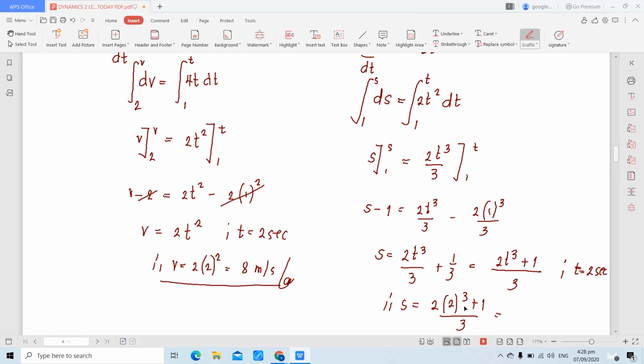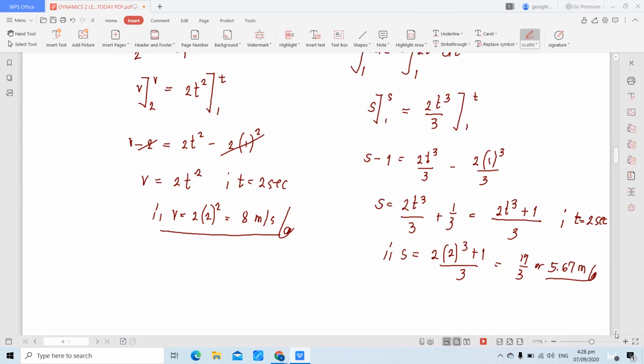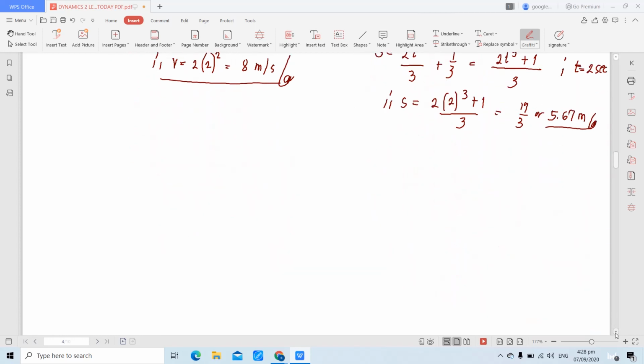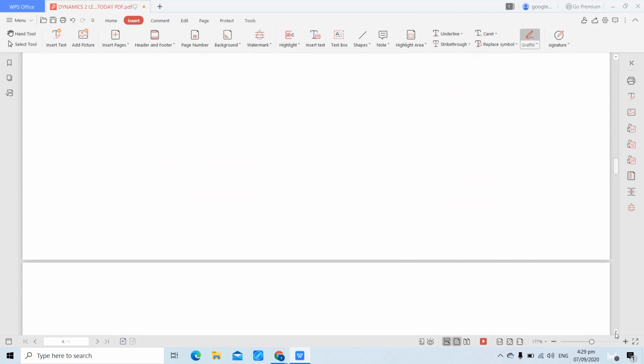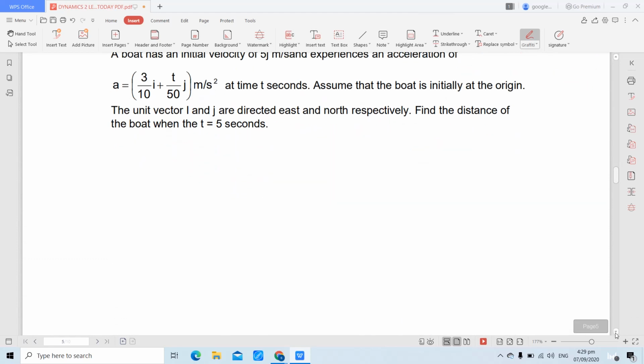Simplifying, that is equivalent to 17 over 3. Or that is 5.67. Okay. That is our requirement for distance. Questions po? Wala po, sir. Okay. Let's proceed to another example.